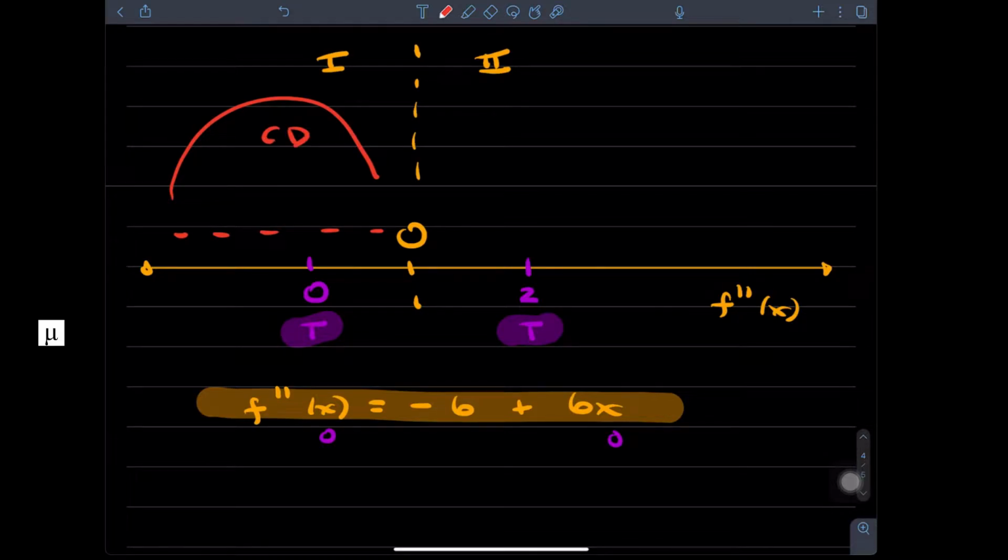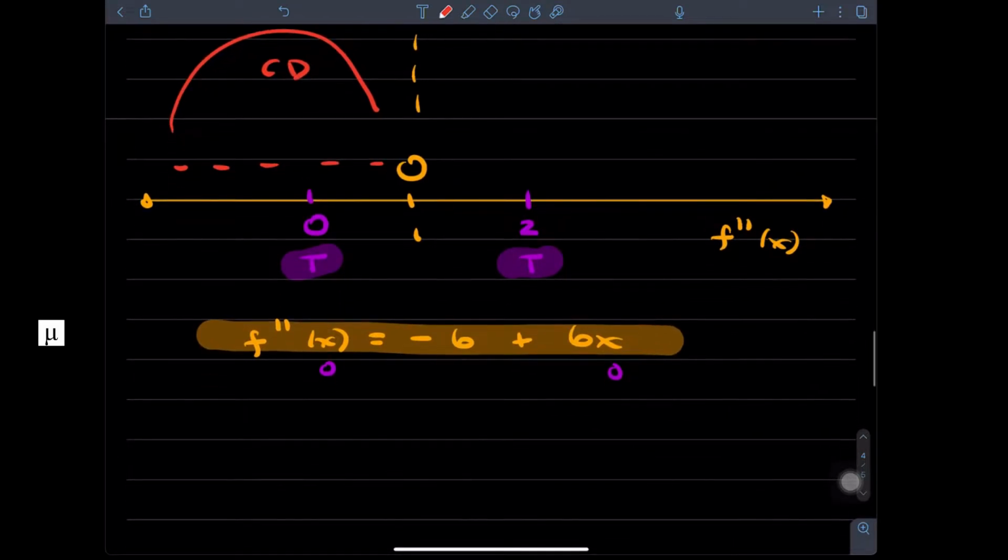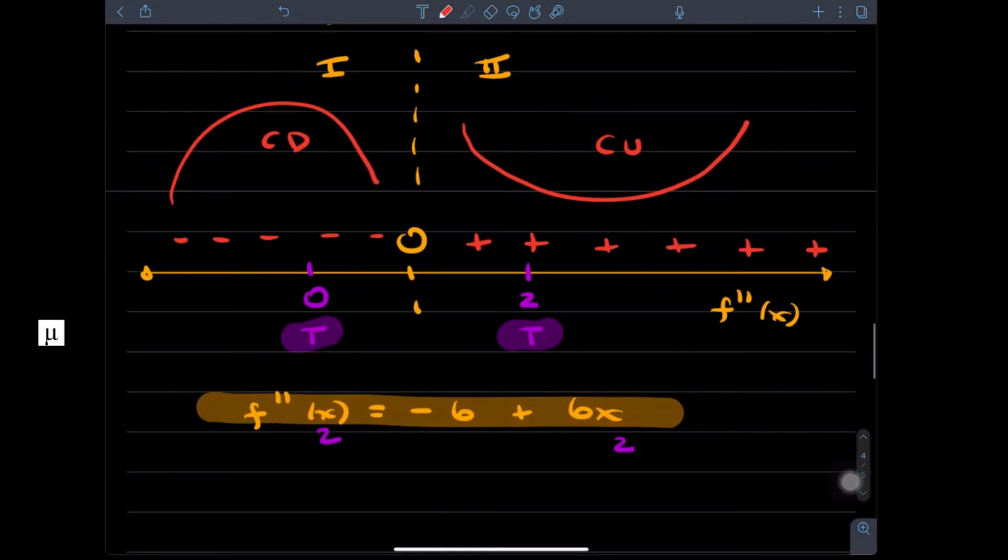Is that true? All right, now what about the next test point? You go, okay, let's plug in now 2. 6 times 2 is 12. 12 minus 6, what do we know about that? That's going to be what? We call this concave what? Up. So there you go. You have what? Concave down, concave up, ladies and gentlemen. Spooky, spooky, spooky.